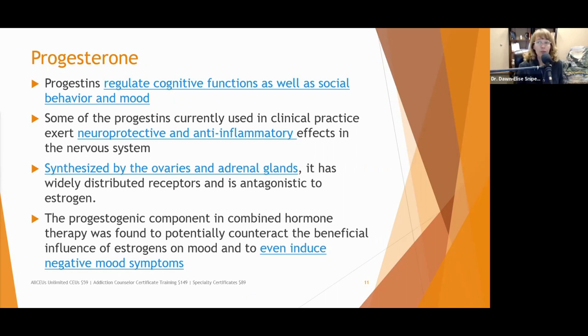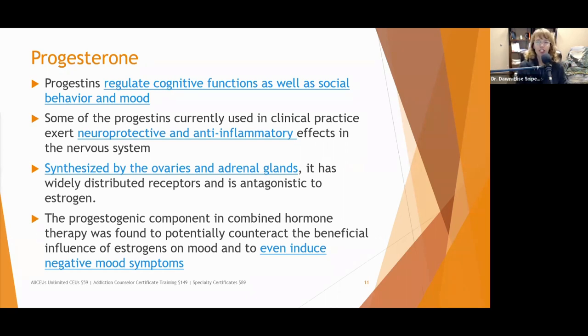Progesterone is synthesized by the ovaries and the adrenal glands, has widely distributed receptors, and is antagonistic to estrogen. So when one goes up, the other one goes down. And we see this in monthly cycles. We see this in pregnancy. We see this a lot.